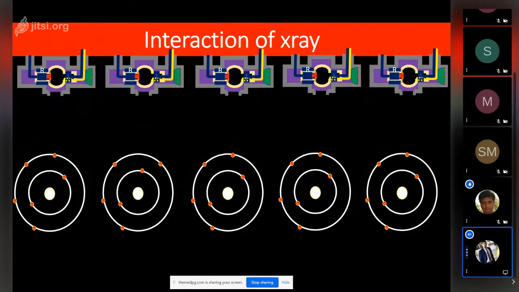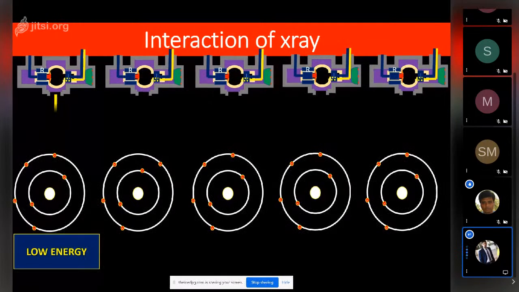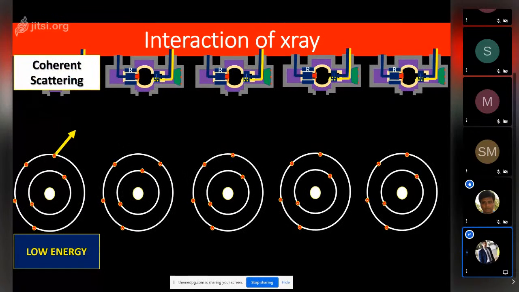Now what happens when I send a very low energy X-ray? The X-ray goes and stimulates an electron, and this electron is set into vibration, and this vibrating electron releases the energy as X-ray. What we produce here is nothing but coherent scattering. So the low energy X-ray which hits the electron sets it into vibration, and then this is reflected back. So this is coherent scattering.